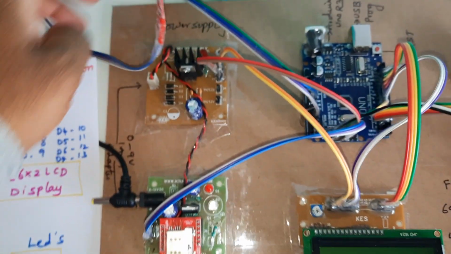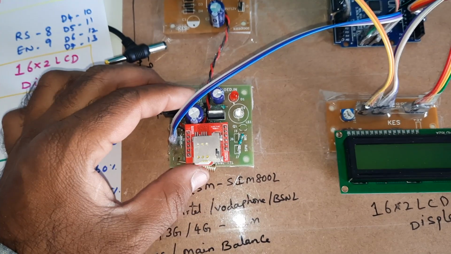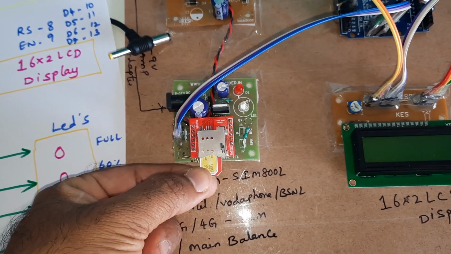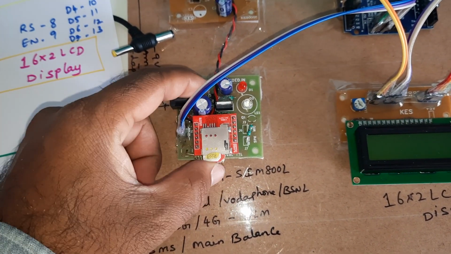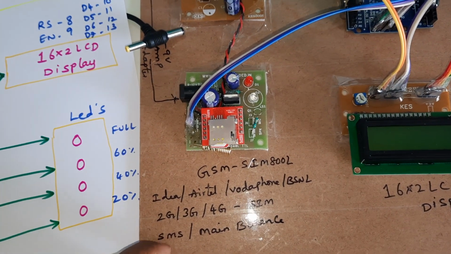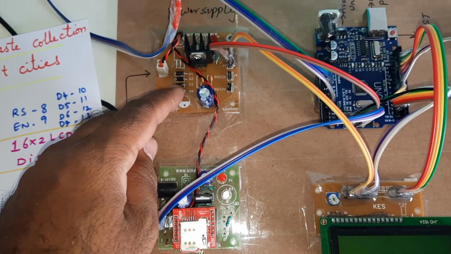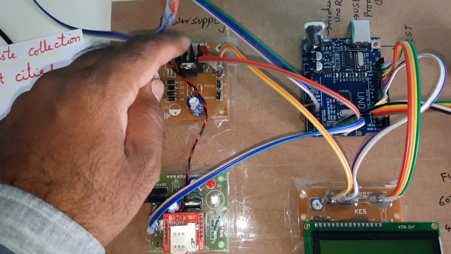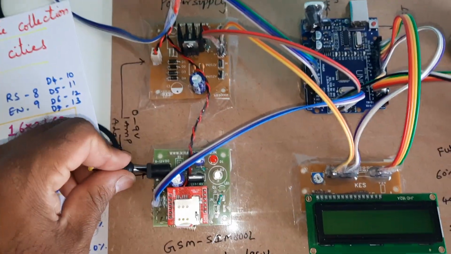So let's come to the adapter. Here we are using a GSM SIM card with SMS balance and main balance. You can use an Idea, Airtel, Vodafone, or BSNL SIM card, a bridge rectifier, filter capacitor, 7805 regulator, and one LED.